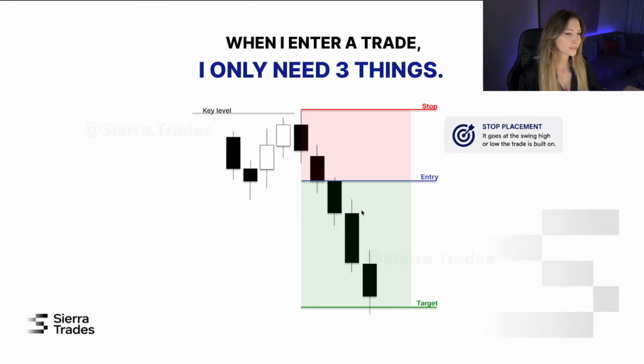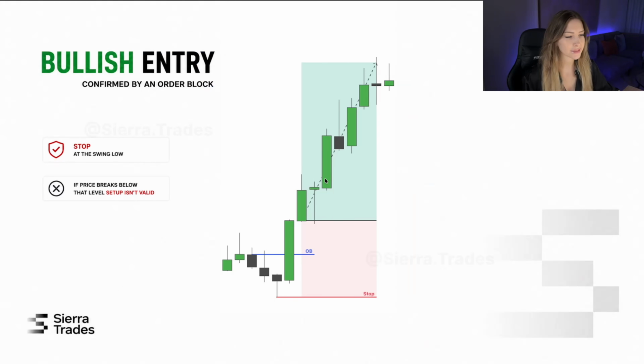So where does my stop go? Well, that's pretty simple. It goes at the swing high or the swing low the trade is built on. If you look at this example, we have a bullish entry confirmed by an order block. The swing low is the low formed by these down close candles right before the move higher. So this low is my stop. Because if price breaks below that level, the setup isn't valid anymore. So the reason I took the trade no longer exists.